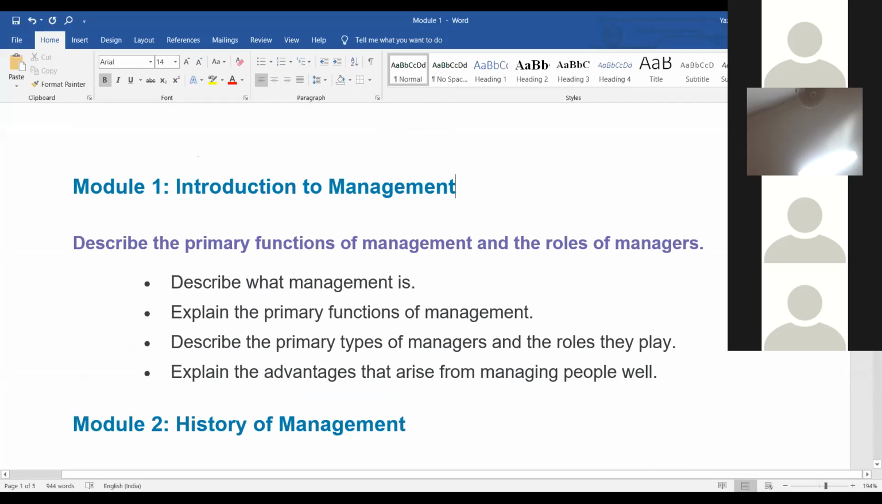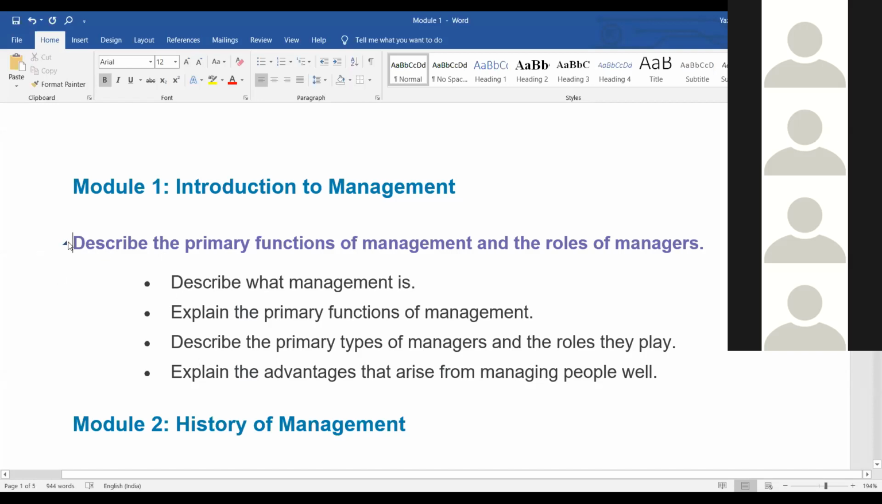I have taken one course for the management subject. They have written outcomes for the management course. If you see, the first one is: describe the primary functions of management and the role of a manager. This is a course outcome. The course outcome is further divided into modular outcomes or session outcomes, written for each session. The major one is actually the course outcome.